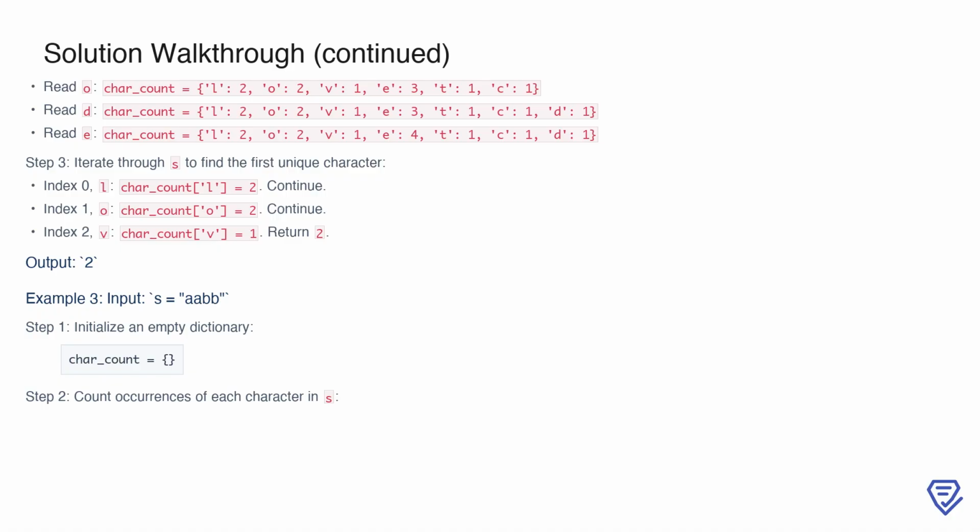Starting at index 0, the character L has a count of 2, so we move to the next character. At index 1, O also has a count of 2, so we continue. At index 2, the character V has a count of 1, making it the first unique character. Therefore, we return the index 2 as the output for this example.